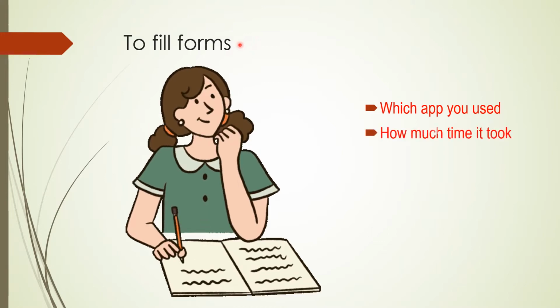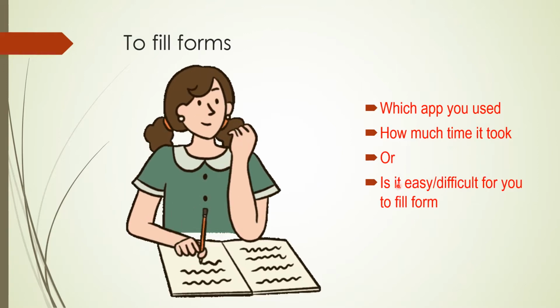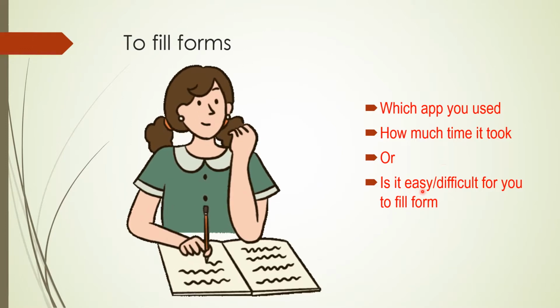How much time it took. Here you can explain how much time it took, which means you need to describe the time. It took me half an hour. Next, you could say whether it was easy or difficult for you to fill the form. Either you could say it was very easy because you have a smartphone and it's very easy to carry, or you could say it was difficult.